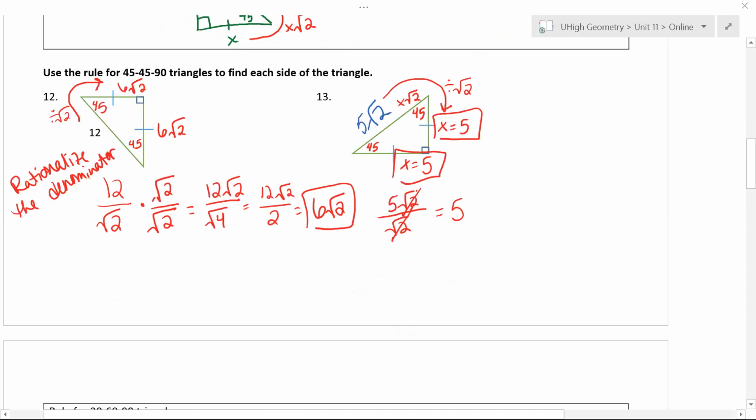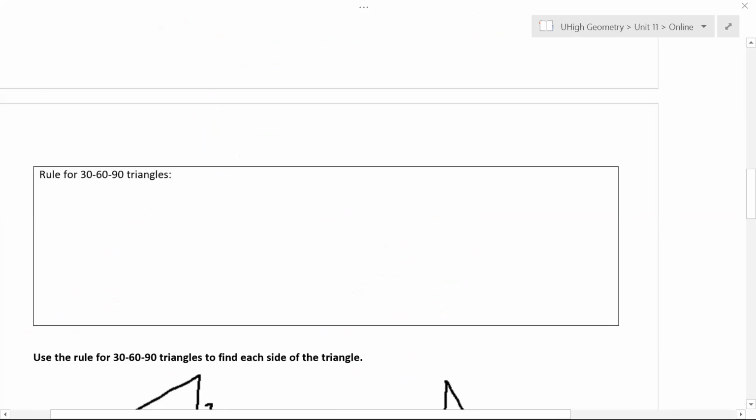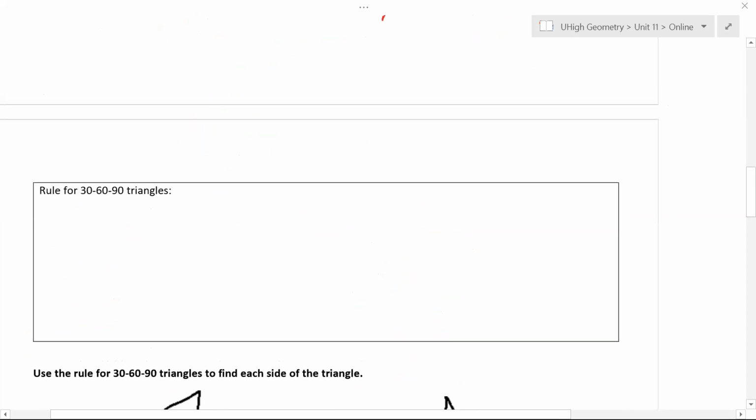All right, the next one that I want to look at is my 30, 60, 90 triangles. So in order to look at this one, I first want to start with an equilateral triangle. So 60, 60, 60. If it's equilateral, all of my side lengths are going to be the same. So let's say each side length is 2. So how would I create a 30, 60, 90 triangle?